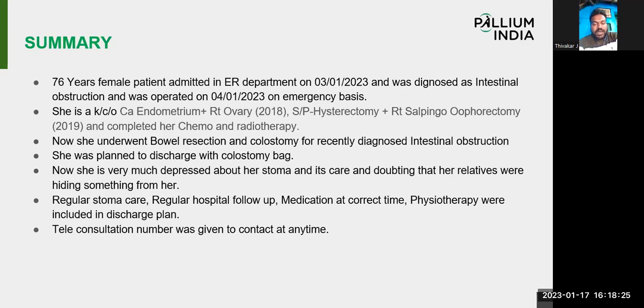Summary: a 76-year-old female patient was admitted to the emergency department on 3rd Jan, diagnosed with intestinal obstruction, and operated on 4th Jan on an emergency basis. She is a known case of CA endometrium with right ovary, underwent surgery for the same, and completed her chemotherapy and radiotherapy. Now she underwent bowel resection and colostomy for the recently diagnosed intestinal obstruction. She was planned for discharge with a colostomy bag.